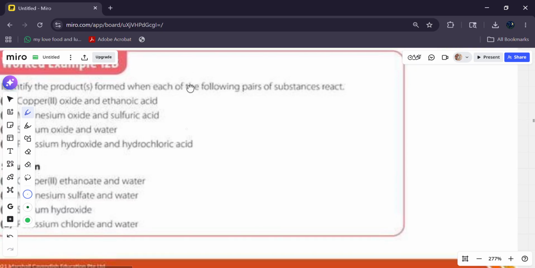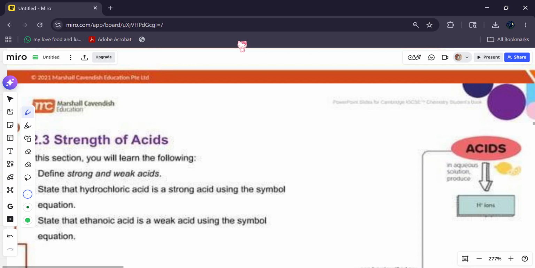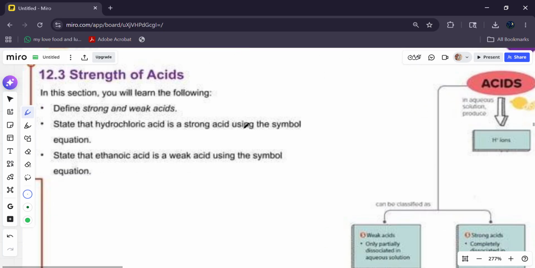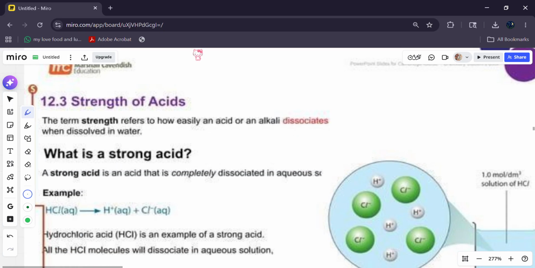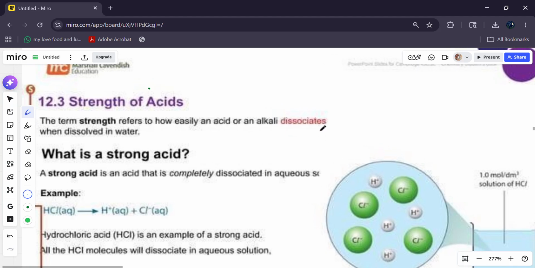Okay. Now let's move on to the strength of acids. Here in this section, we're going to learn about strong acid and weak acid. Now, what do we mean by the term strength? What do we mean by strength of acid? The term strength refers to how easily an acid or an alkali dissociates when dissolved in water. Remember when we say when acid reacts with water, they form hydrogen ions? Well, the term strength means how quickly an acid can form hydrogen ions when reacted with water.